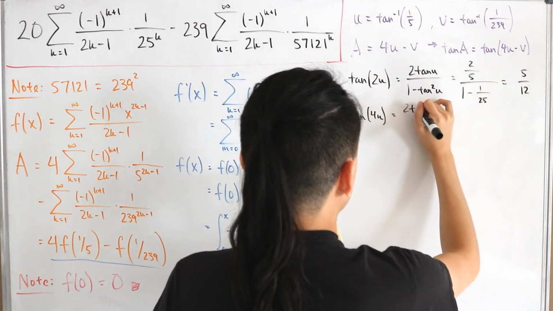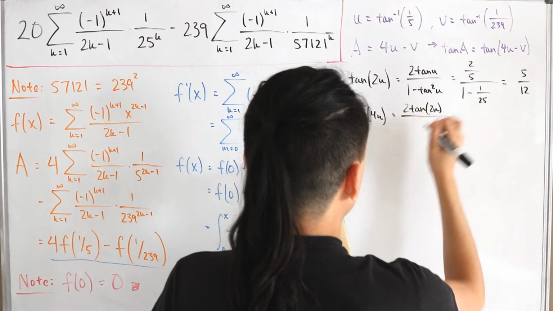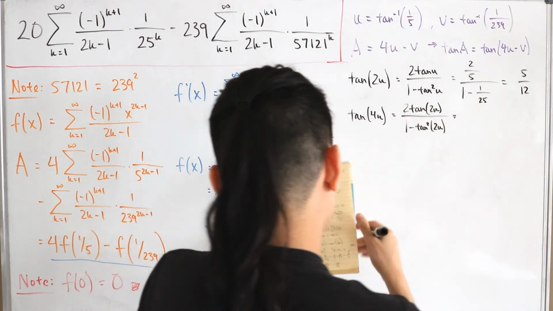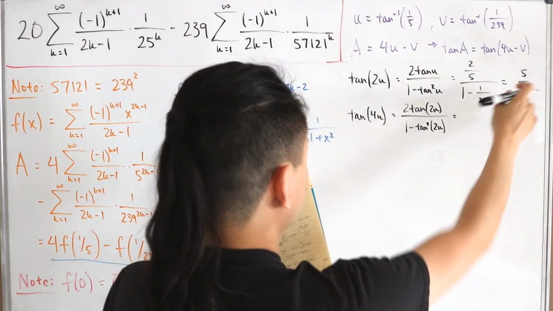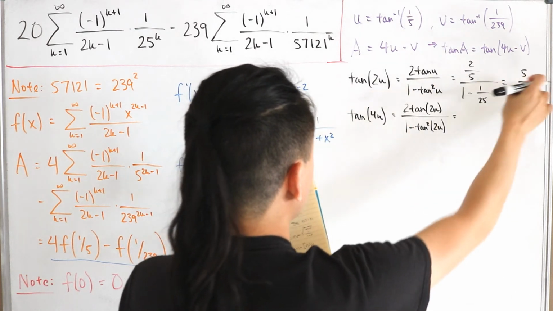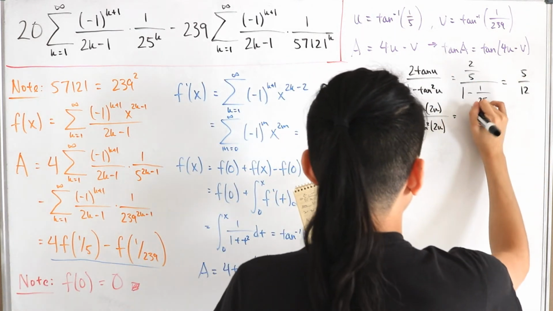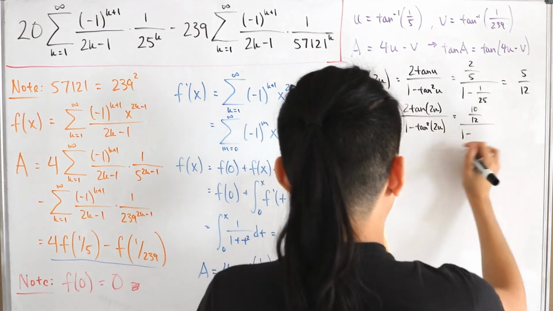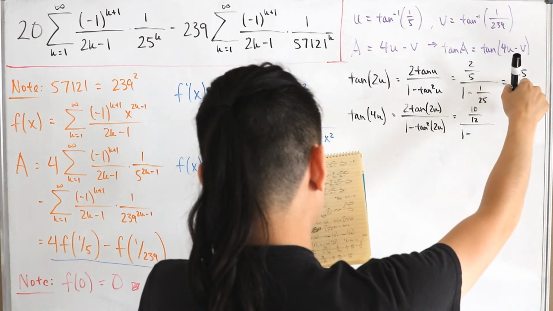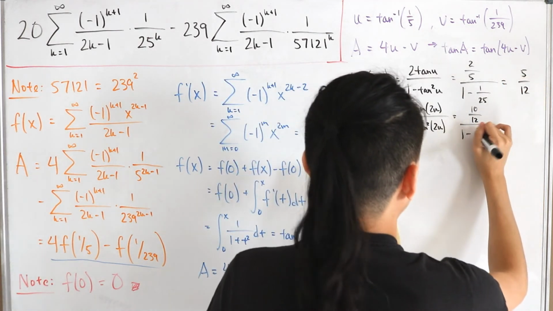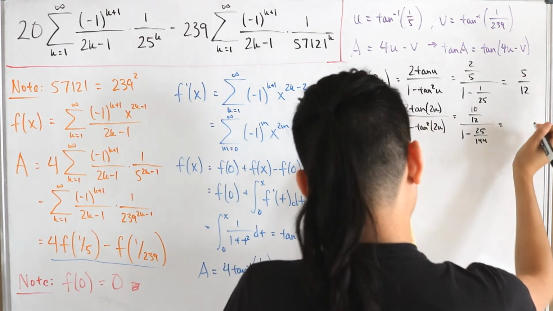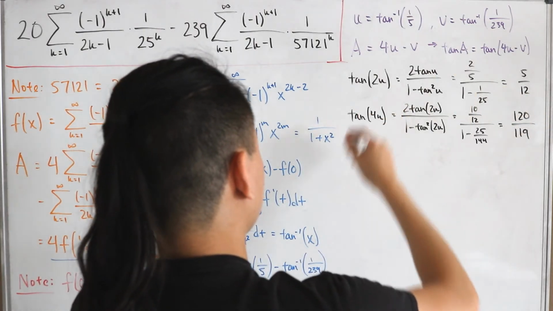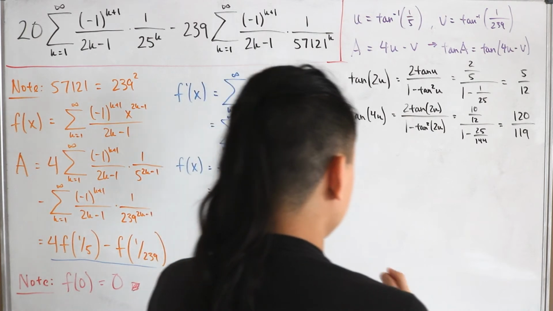So we have 2 times tangent of 2u, and then we divide this by 1 subtract tangent square of 2u. If I plug this back in, we know that tangent 2u is equal to this same thing, so again it's just substitution. So we have 10 over 12, which is 2 times this, all divided by 1 minus tangent 2u squared, so this will be 25 divided by 144. If we simplify all this out, we'll get that this is equal to 120 divided by 119. So we have our value for tangent of 4u, and the v will come in handy in the next step.